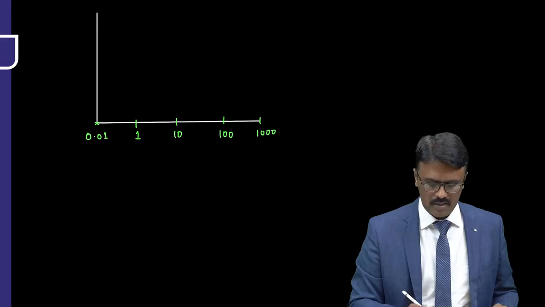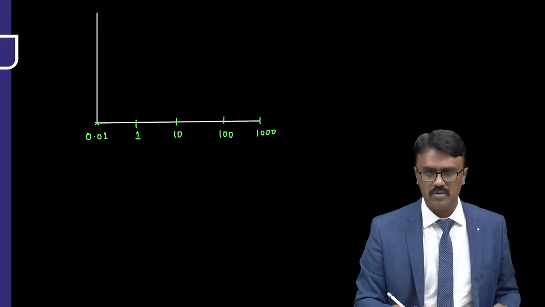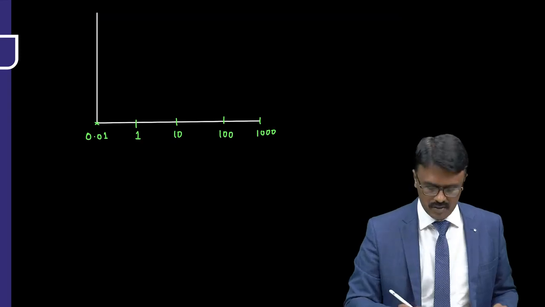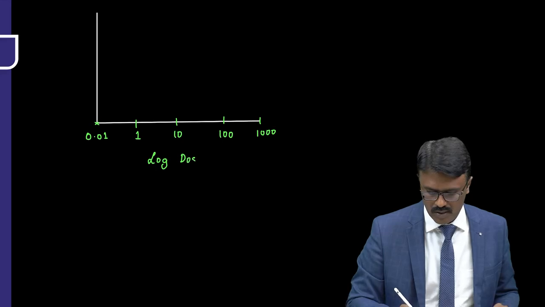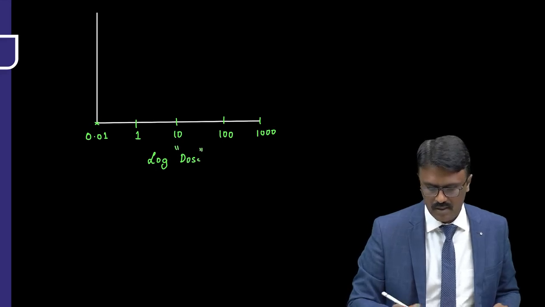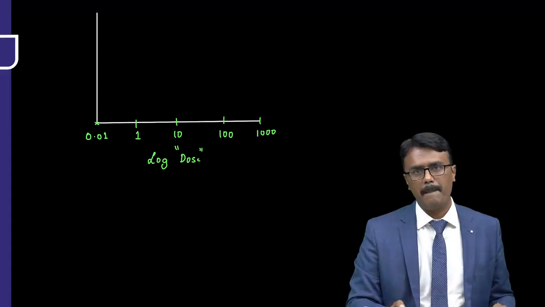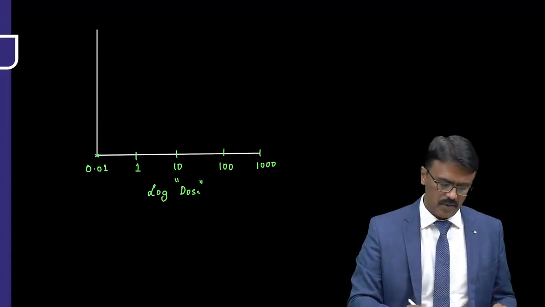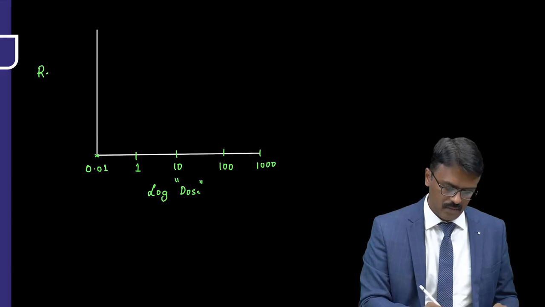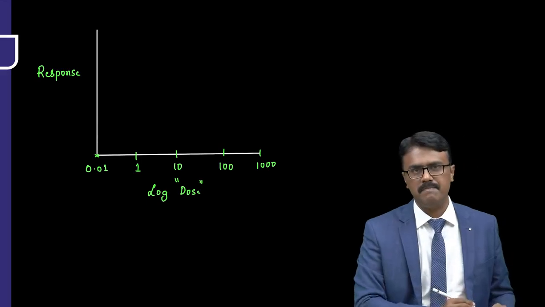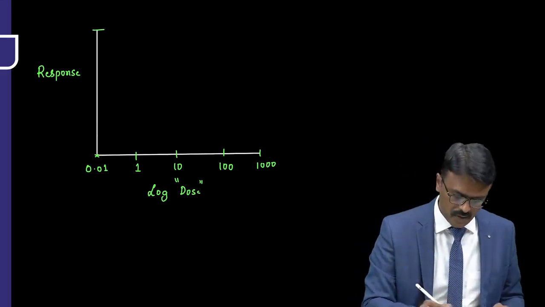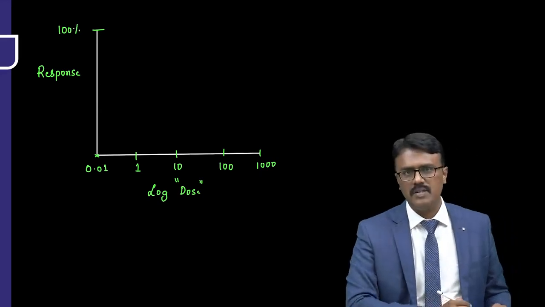Now here the advantage is you can see 0.01 to 1000, you can compare it easily. So this is called logarithmic scale and we call it log dose. So the dose is represented in logarithmic scale. Now the response is the same in the y-axis. The response is represented in the y-axis. And the maximum response, what we mean is 100%. This is what we see.